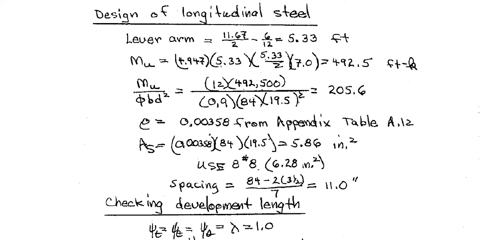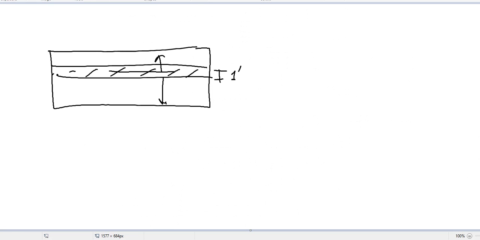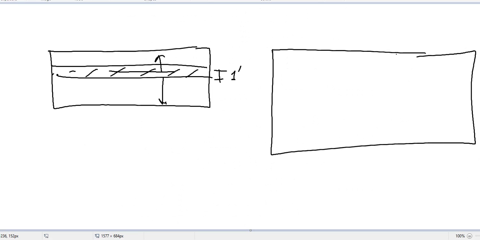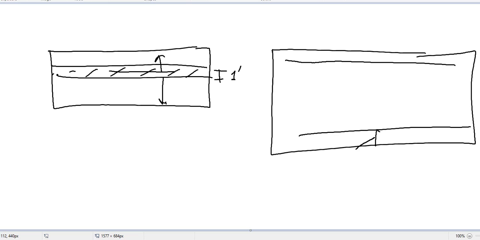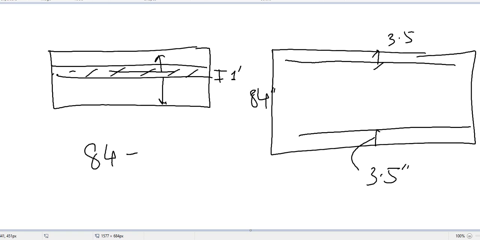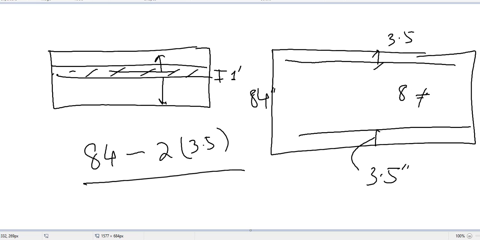Okay, so if I go back to a figure, how did they calculate? If I go here, this is my foundation. One reinforcement will be here, one reinforcement will be there. They are deducting 3.5 inch from the center here, and 3.5 inch from the center here. Now, total is 84. So you had 84, you are deducting 3.5 both sides, and your reinforcement will be 8 number 9.